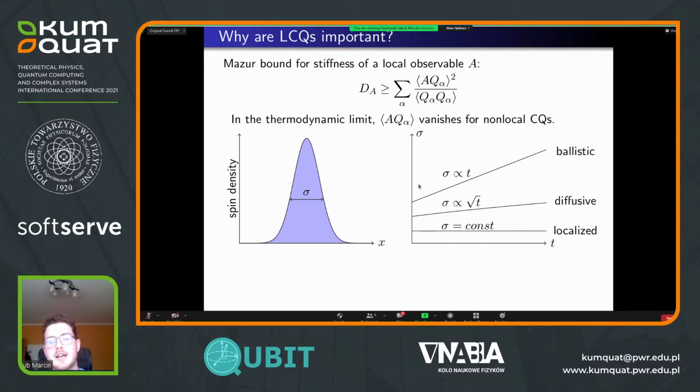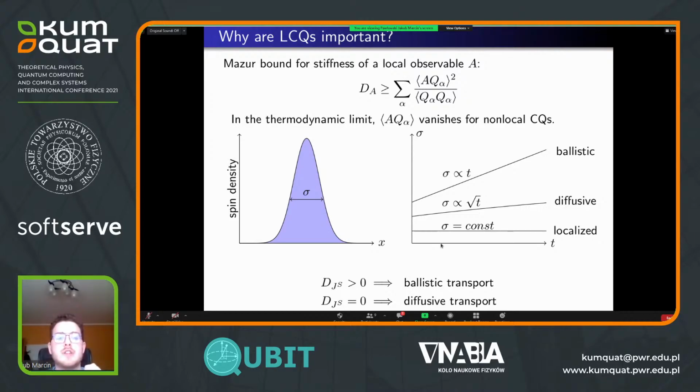And as it turns out, this type of transport is determined by the stiffness of the spin current operator. When the stiffness is greater than 0, we have ballistic transport in our system, and when it's 0, we've got just diffusive transport. So if we could find local conserved quantities in our system of interest that the spin current operator has non-zero overlap with, we will have guaranteed that the spin transport in our system will be ballistic.